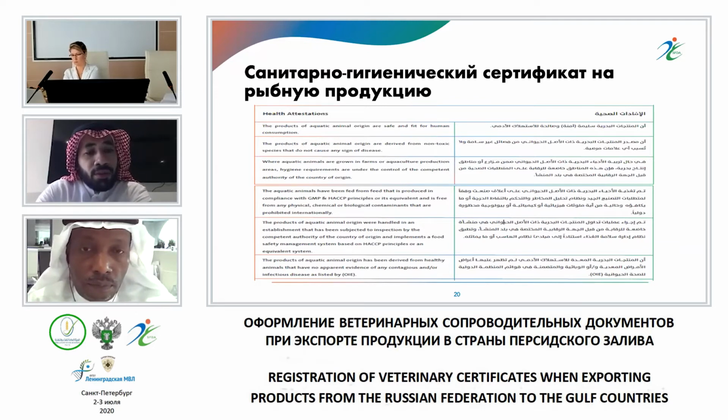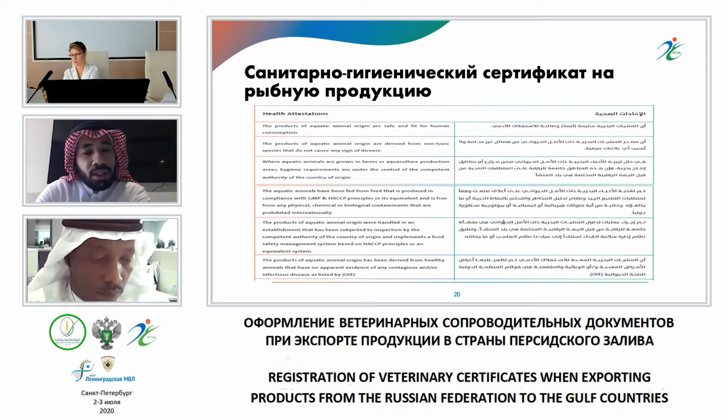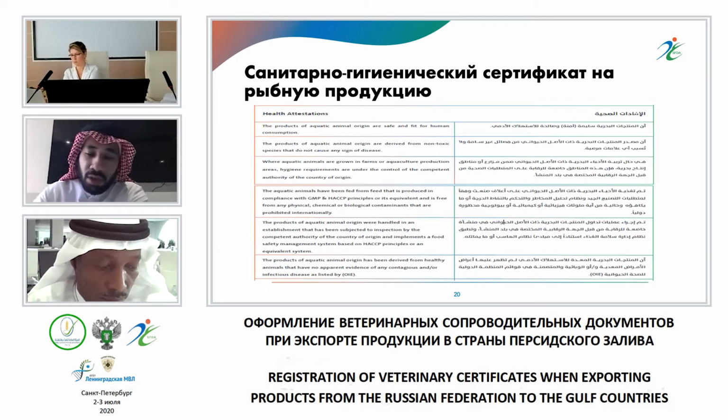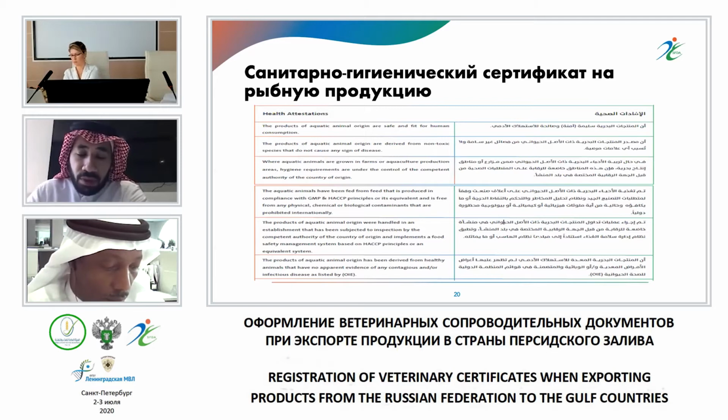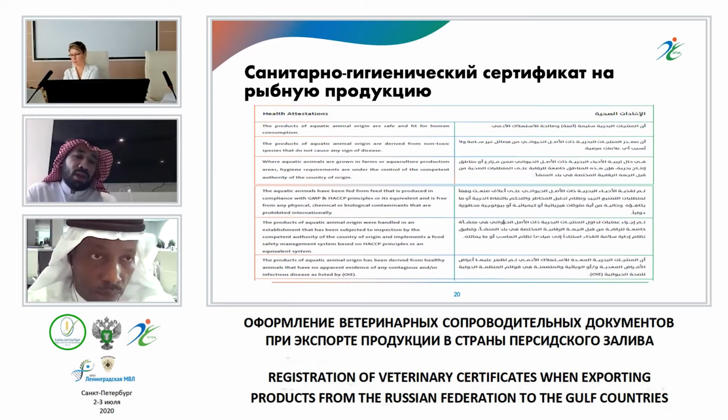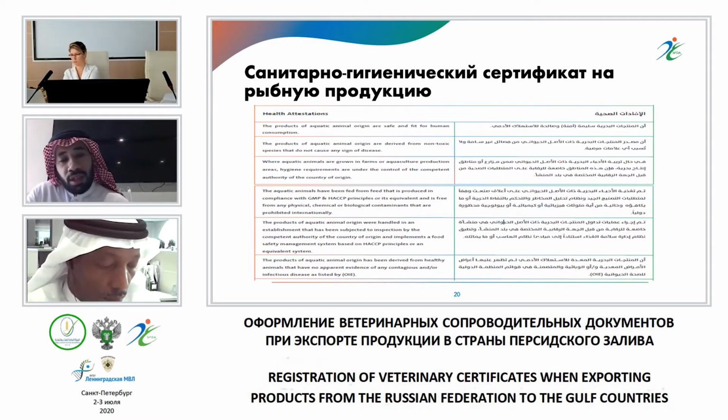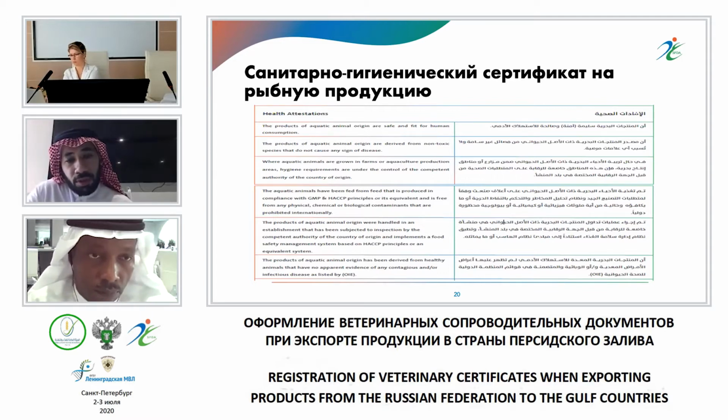The products of aquatic animals have been derived from healthy animals that have no apparent evidence of any contagious and infectious disease listed by the OIE. So no diseases from the list that is published by the OIE are present in these fishery products.